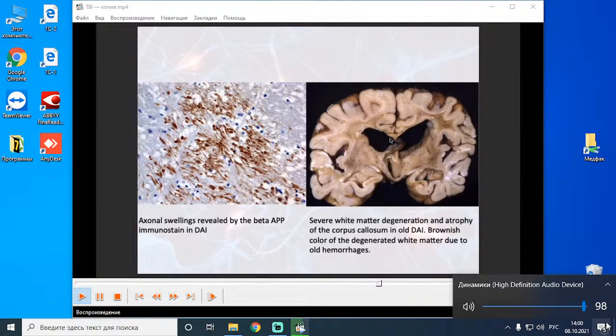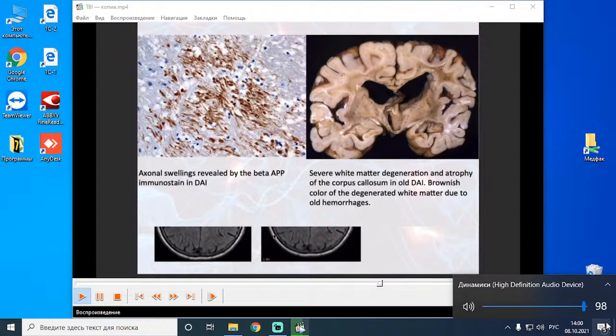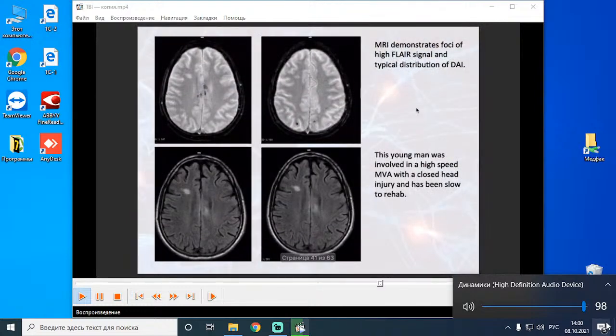Here you can see it. MRI demonstrates foci of high FLAIR signal in the typical distribution of diffuse axonal injury. Here you can see it. Diffuse axonal injury.